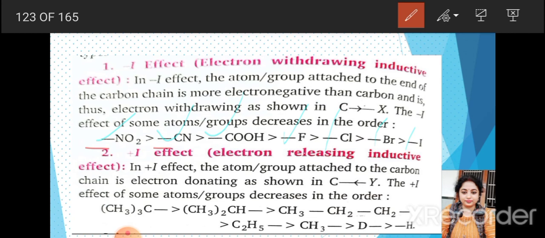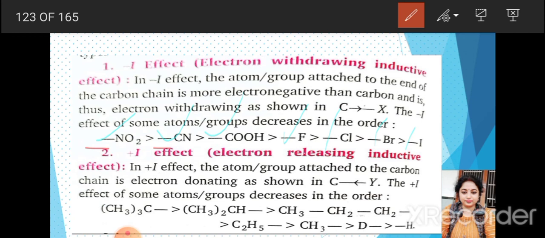So you have to remember this group. Minus I effect means the electron withdrawing group, the element which is more electronegative than carbon. So here, in decreasing order, NO2 is greater than cyano group, greater than carboxylic group, greater than fluorine, greater than chlorine, greater than bromine, greater than iodine. This is minus I effect.